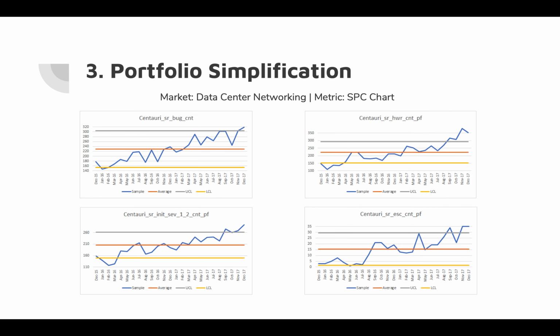What's more, we can see the SPC charts. The line of Centauri keeps increasing, which means the quality is getting worse and worse in recent releases. Therefore, we draw the conclusion that Centauri has the worst quality among all of the 3 products and needs to be eliminated from the market.